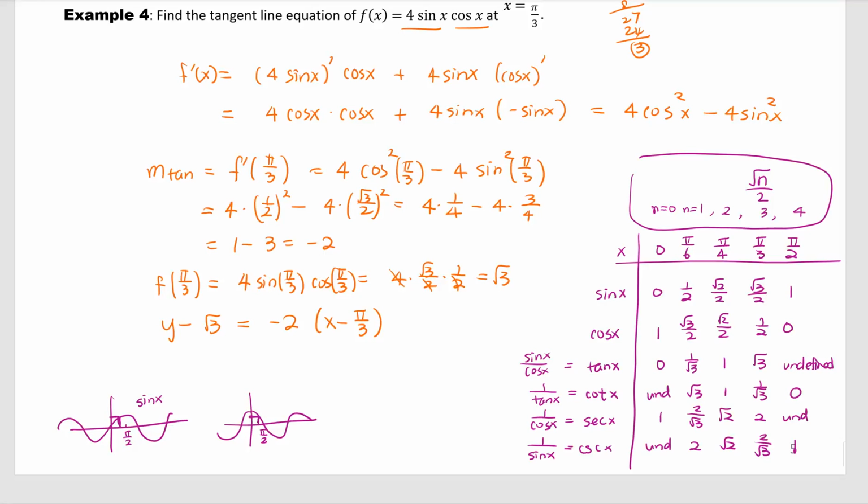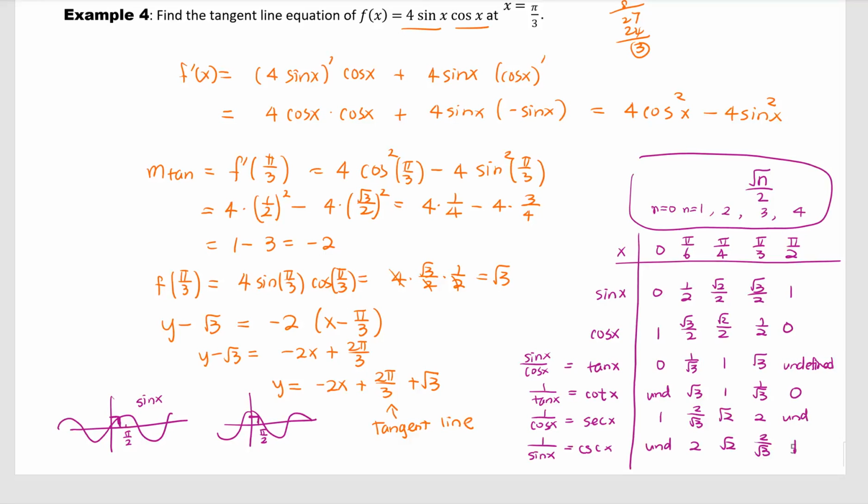So we can distribute, and y minus root 3 is minus 2x plus 2 pi over 3. Finally, y is -2x plus 2 pi over 3, plus root 3. You add square root of 3 on both sides. So this is the tangent line.